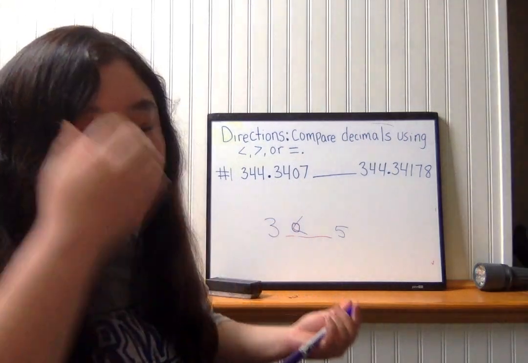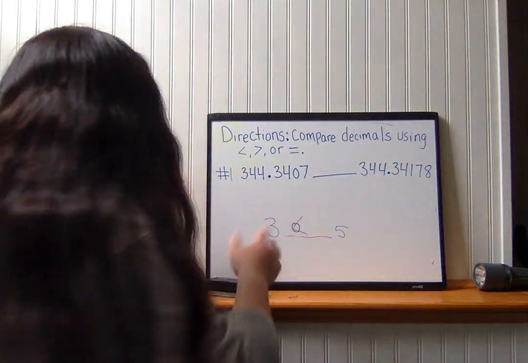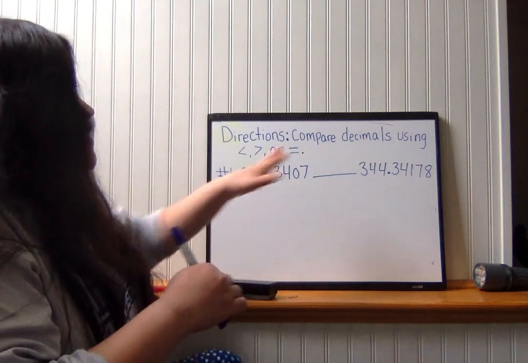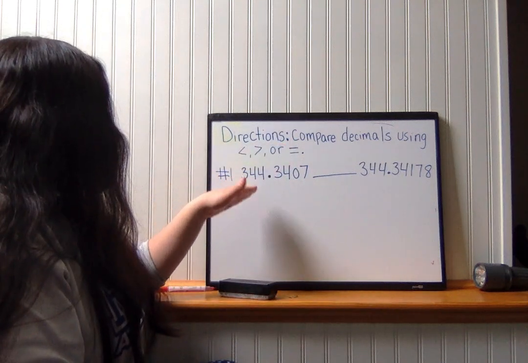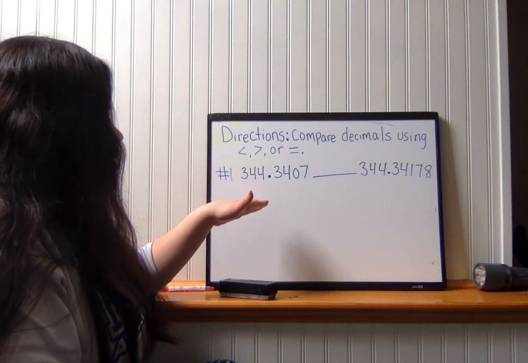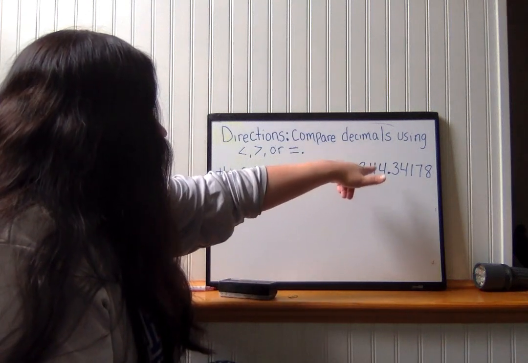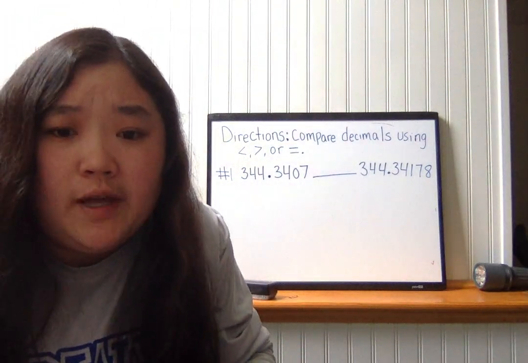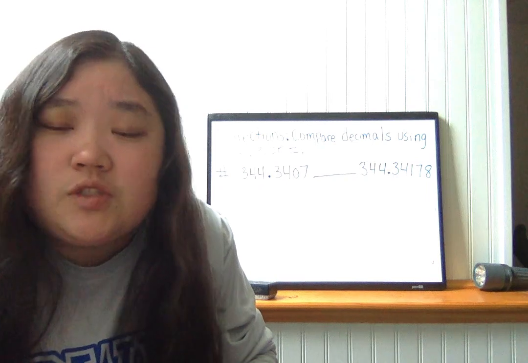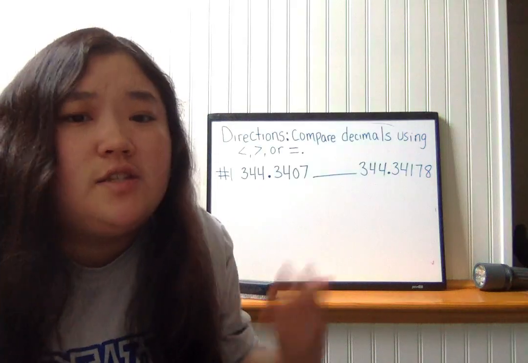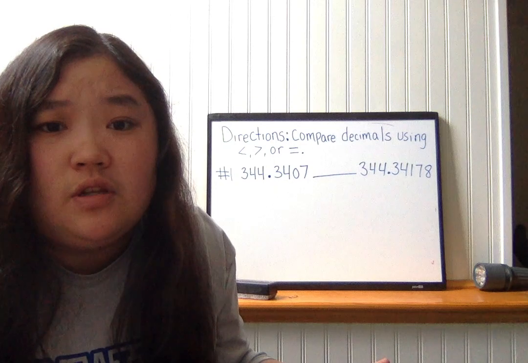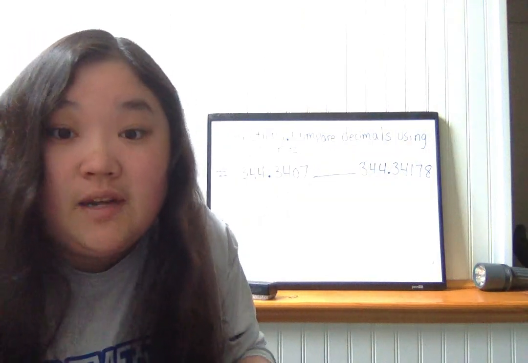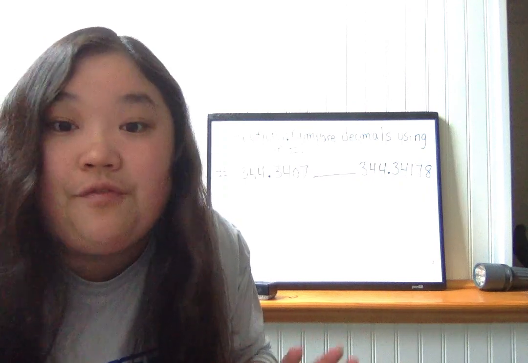So that's just a quick overview of what each sign looks like. Now let's take a look at the problem. On number 1, we need to compare 344.3407 to 344.34178. Now, I'm going to just show you one way, but if you have another way that works for you, then please use that way. This is just one way out of multiple ways you can solve this problem. I'm going to do a way that works for me, but if you have a different one, that is fine.